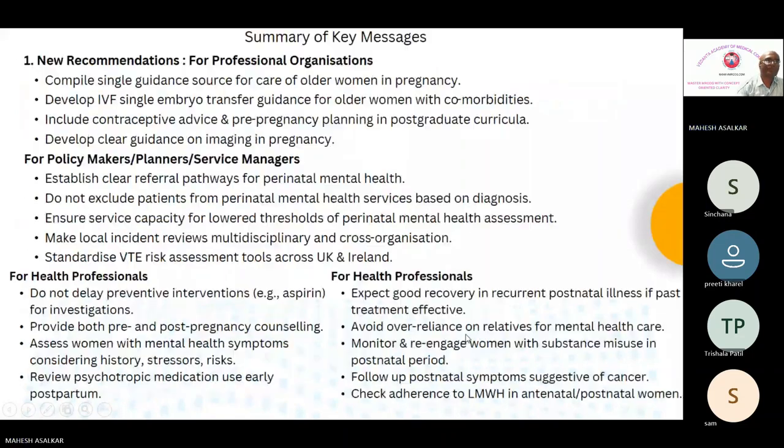Then they have given some summary, and there are recommendations for professional organizations. There are some recommendations for policymakers, planners, and service managers. There are some recommendations for the health professional. This particular slide we will see at the end in a tabular form so that you will understand it in a better way.